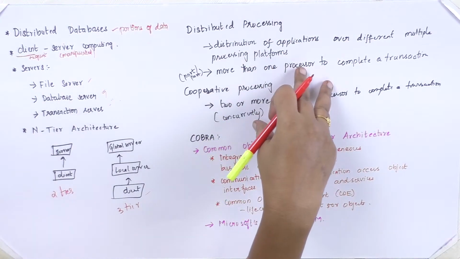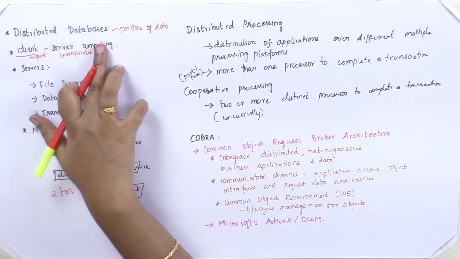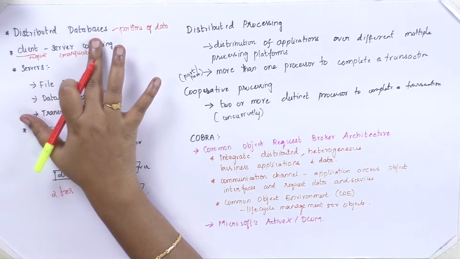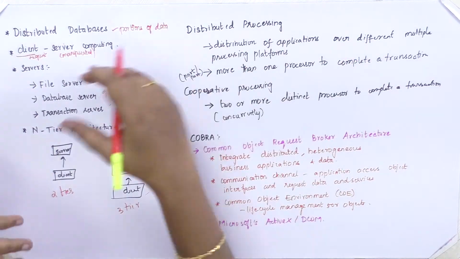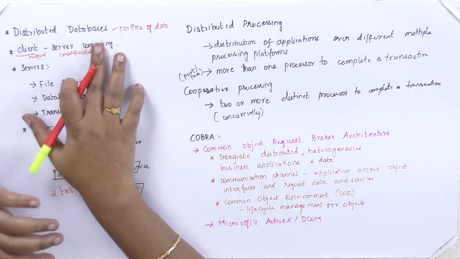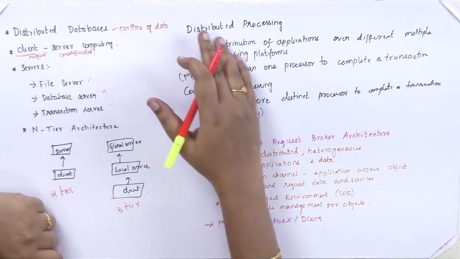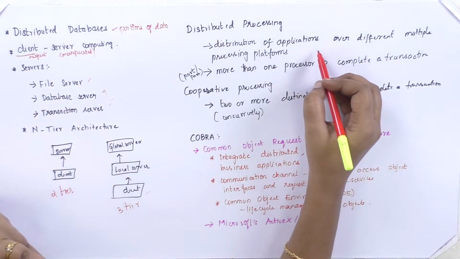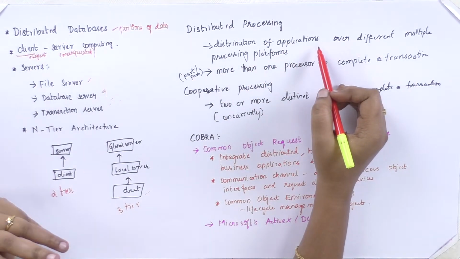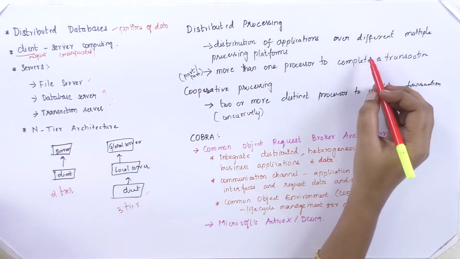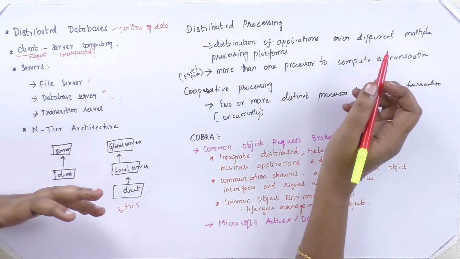So this distributed processing and cooperative processing, all this processing is supported by the distributed database model. If you are having a distributed database, that is, if your database is residing on different systems, then that type of database is called a distributed database. So to have distributed processing, you need a distributed database. In distributed processing, the applications are distributed over multiple processing platforms, in the sense you will be having different OS models and different processing environments.